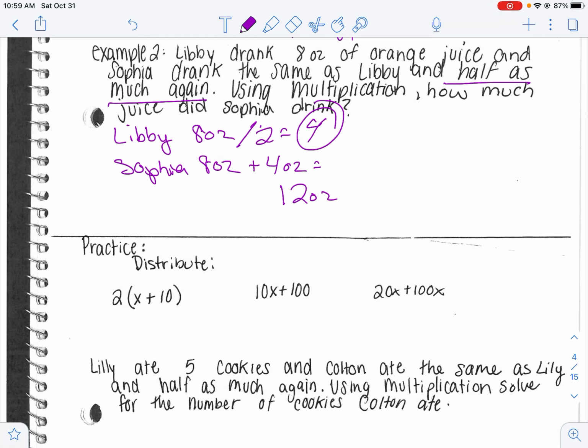Okay, so if we do multiplication for this, you're taking half as much again. So we know that 1 is the original, and then she drank half as much, so we need to add a half to that. So 1.5 times the 8 would give us the 12 that we need.